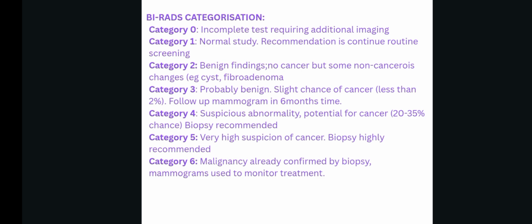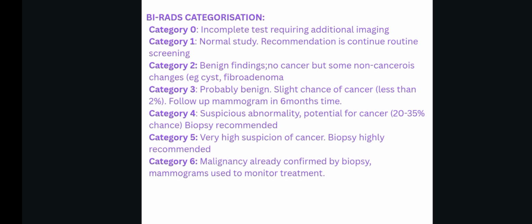BIRAD category 0 means that the test is incomplete. It does not mean that there is an anomaly or that the test is normal. Instead, it means that the reporter needs additional imaging, like additional views of the breast or another imaging modality like ultrasonography, that is ultrasound, or magnetic resonance, that is MRI, to be able to make his decision. And if it is BIRAD category 1, it means that the result is normal. There is nothing to worry about.